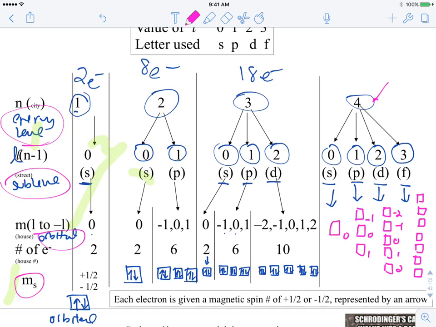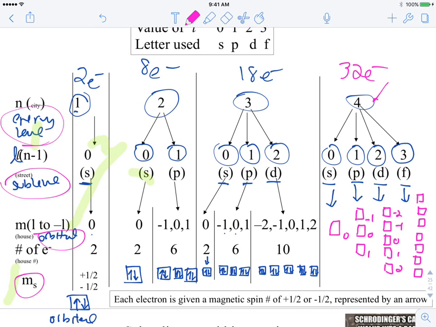If we count up all the electrons in level 4, we would have for each box 2 electrons: 2, 4, 6, 8, 10, 12, 14, 16, 18, 20, 22, 24, 26, 28, 30, 32. So this level can hold 32 electrons.